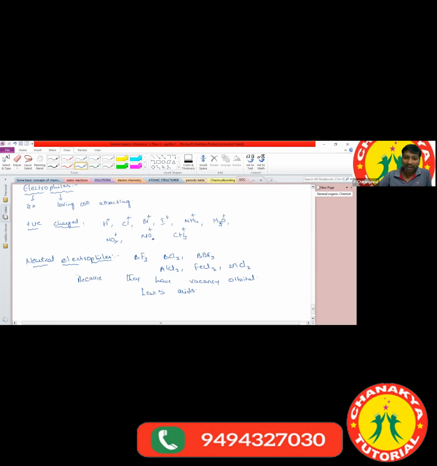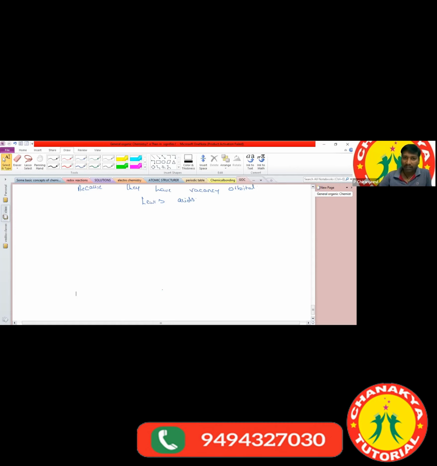And the second one is nucleophiles. What is meant by nucleophiles? Nucleus-loving atoms or molecules or ions are called nucleophiles.